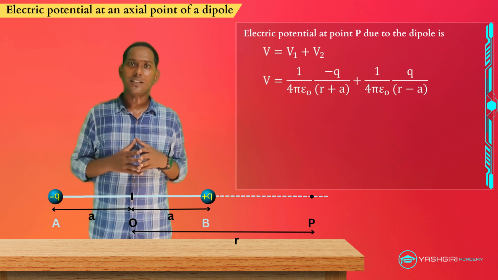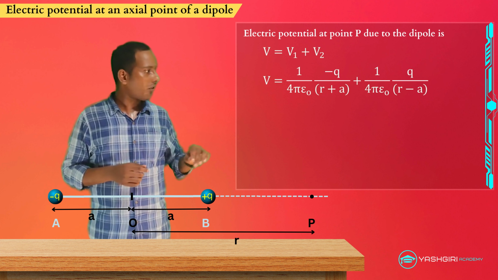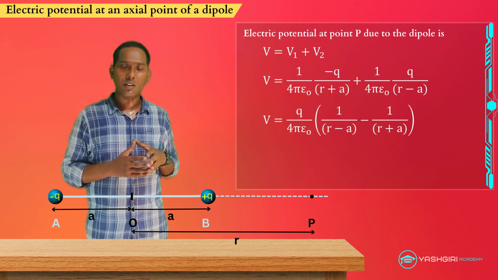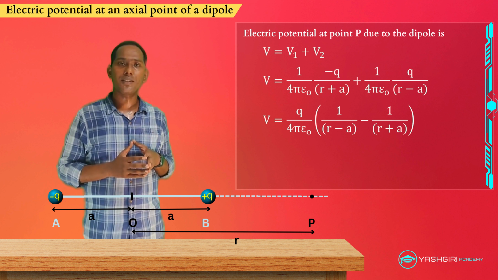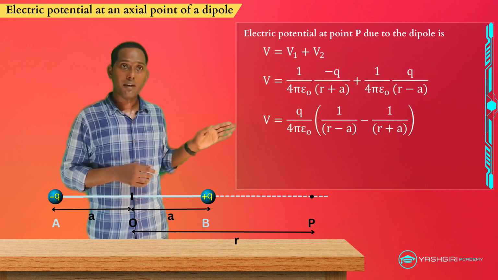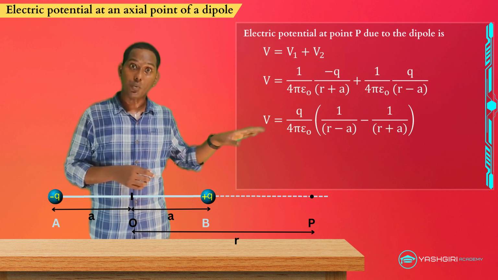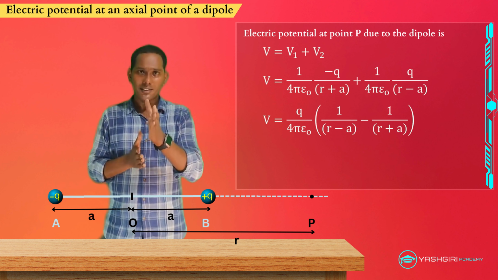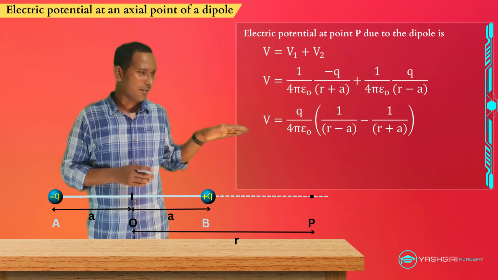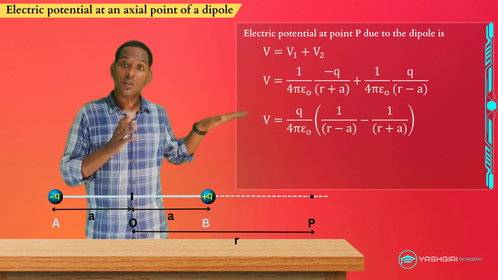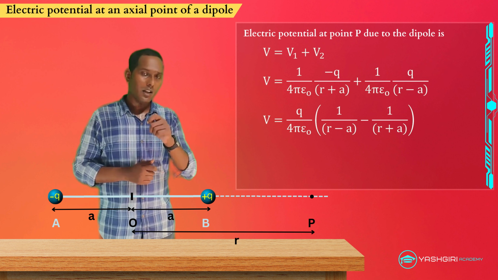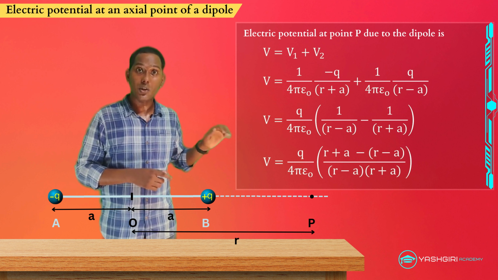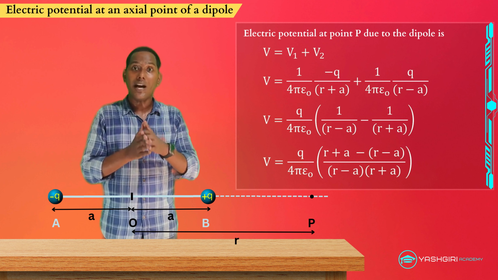All right, so now the things are very simple, students. I'll just take out the common factor, that will be 1 over 4 pi epsilon naught. Even the charge q I can take out. And what I will be having inside the bracket is 1 over r minus a minus 1 over r plus a, right? So that's what I'm having. Now from here on, the things are simpler. You have to just work out whatever is inside the bracket, right? You're just going to cross multiply it. So when I cross multiply, what I will be having is r plus a minus bracket r minus a, divided by r minus a into r plus a, right?